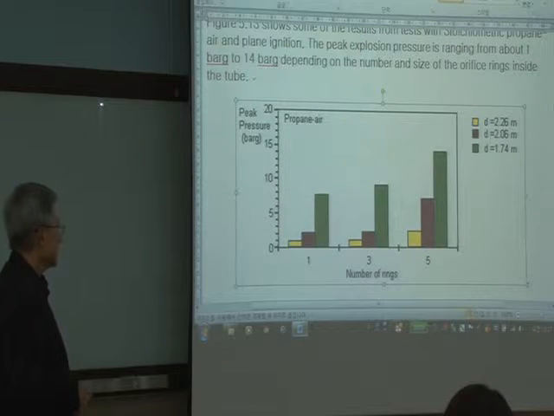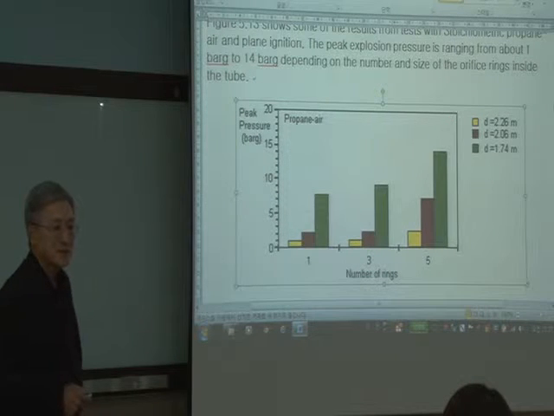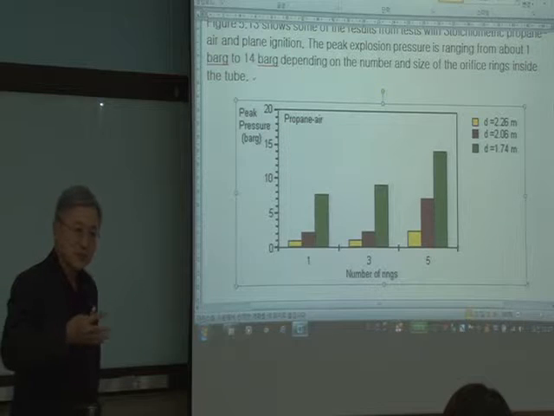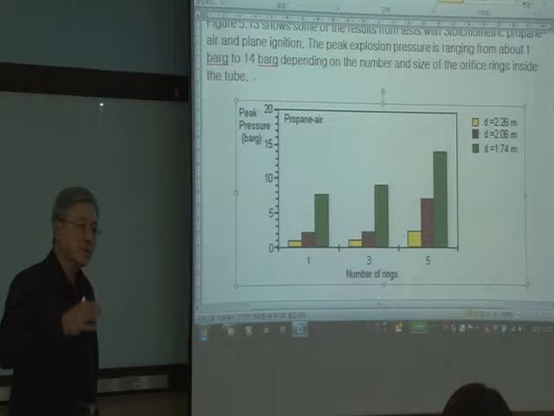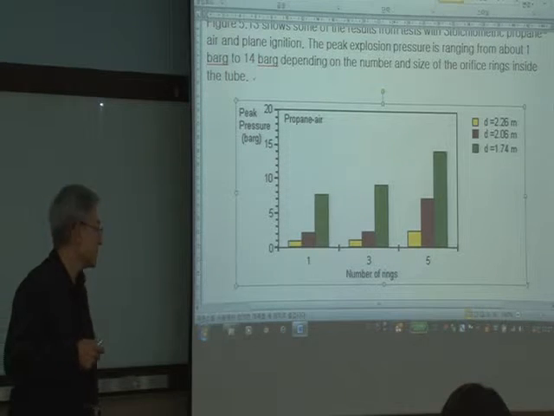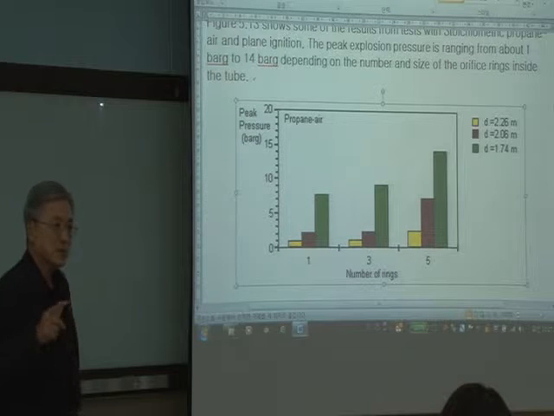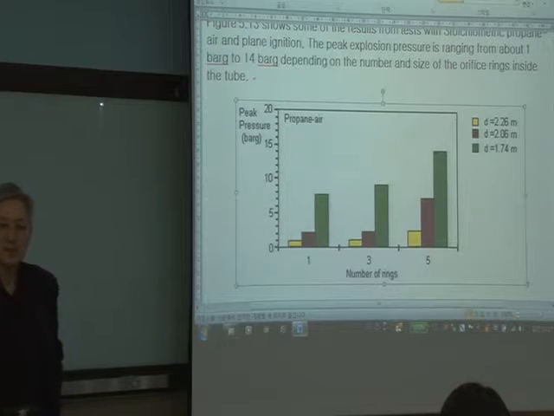The barrier. For 3 I could imagine 1 here, 2 here, 3 here. 5 is 1, 2, 3, 4, 5. For 1, maybe the middle. I don't remember in the report where they put the 1. Anybody remember? So maybe the middle.